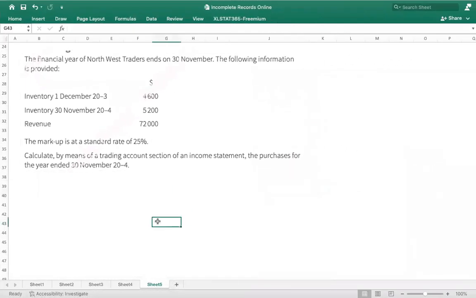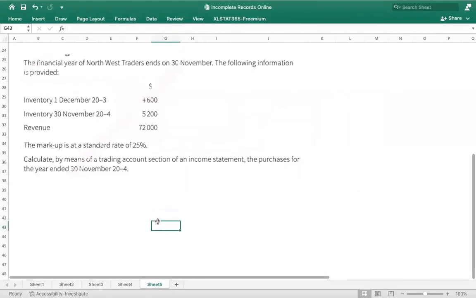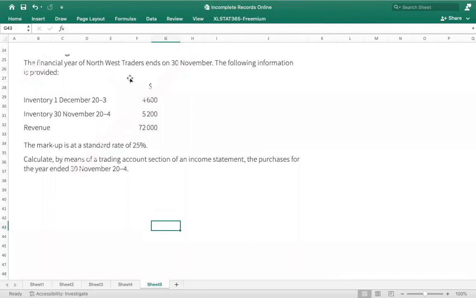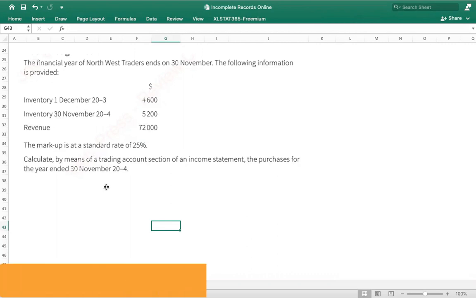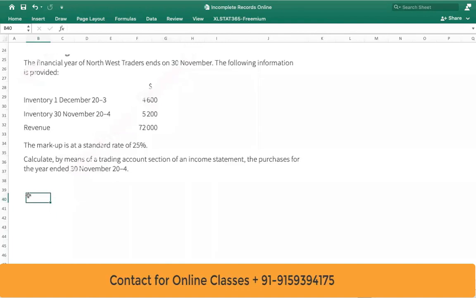Please read out the question. The financial year of Northwest Traders ends on 30th November. The following information is provided. Inventory 1 December 2003, 4,600. Inventory 30th November 2004, 5,200. Revenue 72,000. The markup is at a standard rate of 25%. Calculate by means of the trading account section of an income statement the purchases for the year ended 30th November 2004.